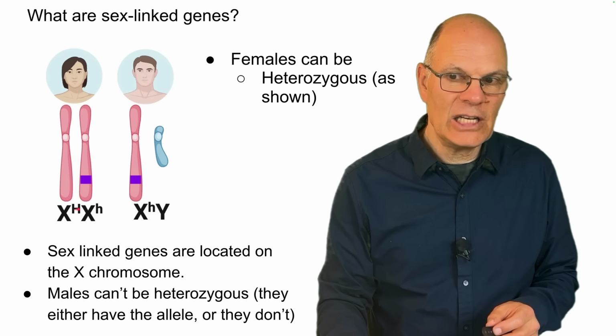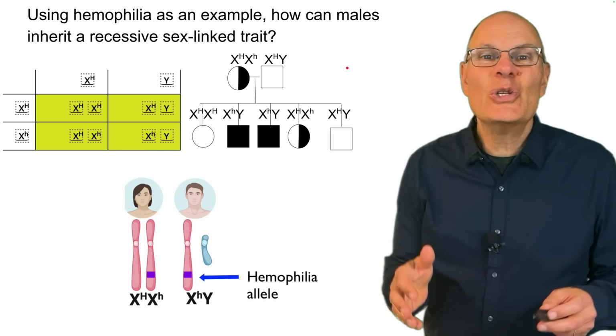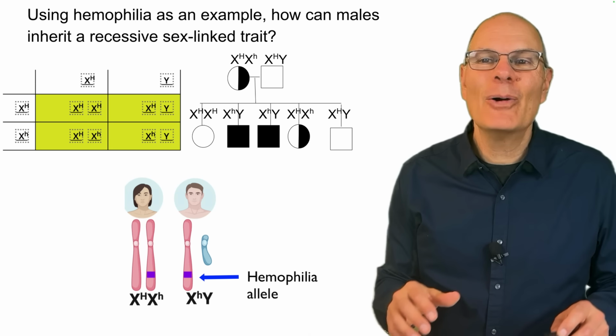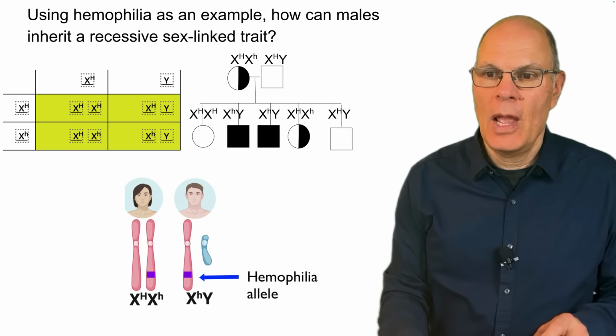In this case, it's X big H, X little h, a heterozygote. Or they could be homozygous dominant. That would be X big H, X big H. Or they could be homozygous recessive, X little h, X little h. Using hemophilia as an example, how can males inherit a recessive sex-linked trait?